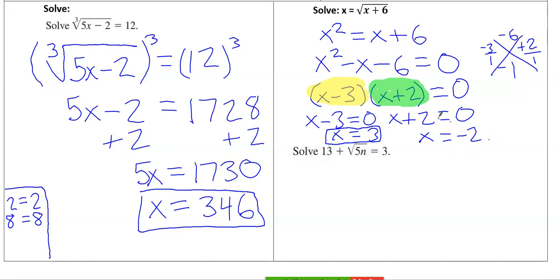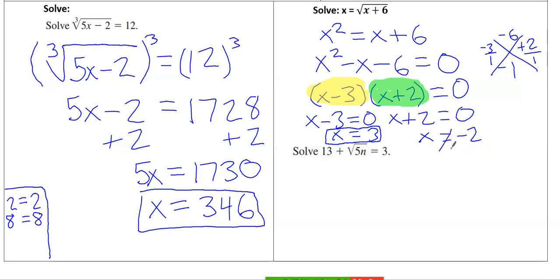All right, but anyway. All right, negative 2. Negative 2 is equal to the square root. Well, negative 2 plus 6 is 4. The square root of 4 is positive 2. Negative 2 is not equal to positive 2. This is an extraneous solution.